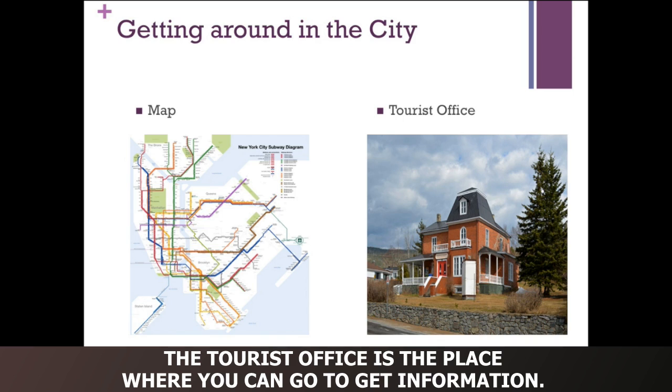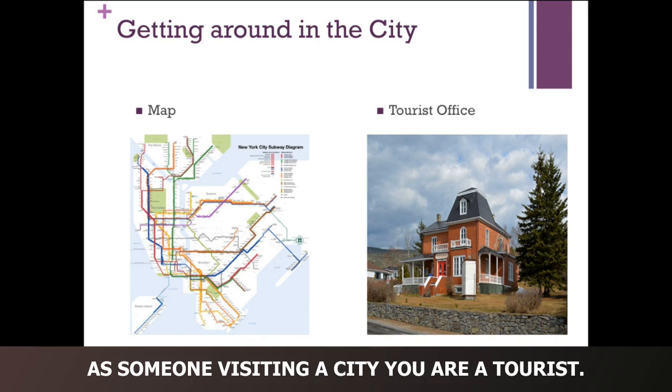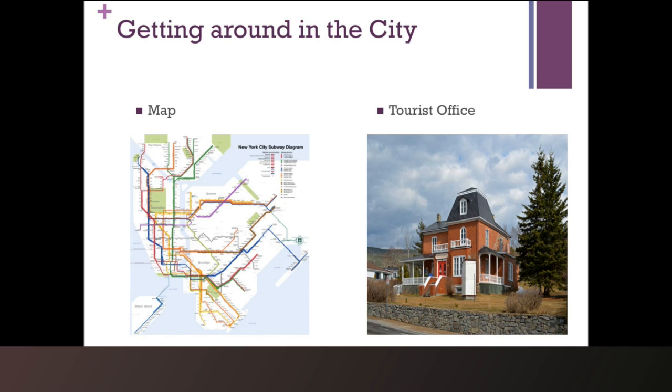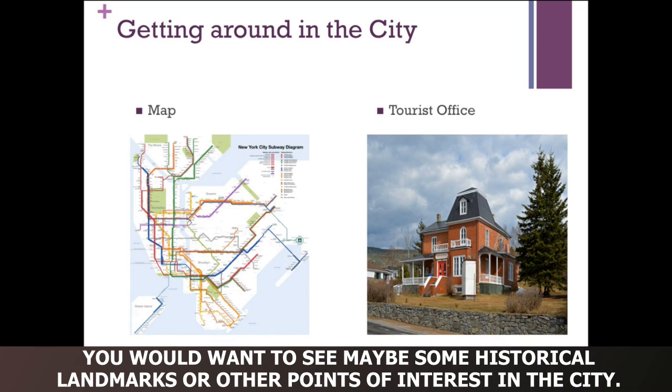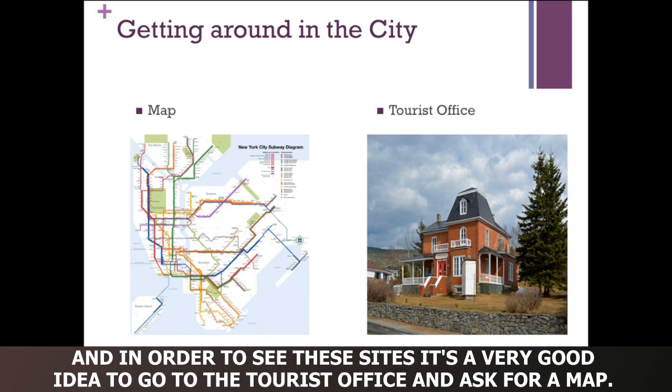The tourist office is the place where you can go to get information. As someone visiting a city, you are a tourist. What that means is that you are exploring the city as someone would who isn't from there. You would want to see maybe some historical landmarks or other points of interest in the city. And in order to see these sites, it's a very good idea to go to the tourist office and ask for a map.